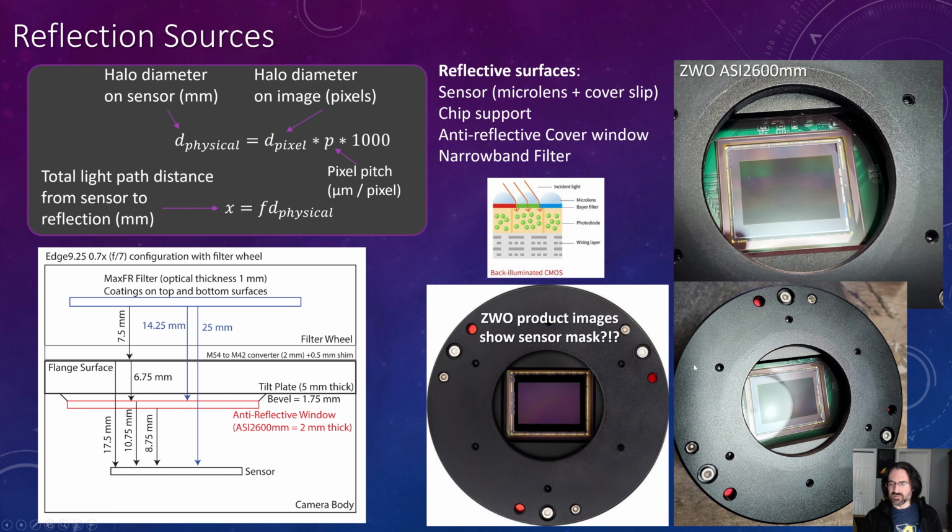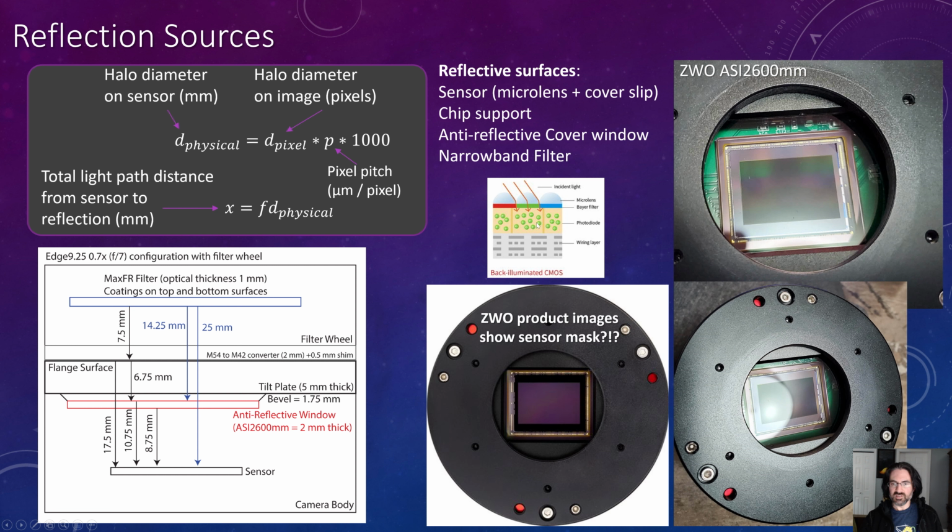I also found it interesting, as I compared the product literature on some of the various websites, that the product images actually include a mask over the circuit board and window for the sensor that doesn't seem to be included in the product that they sell. So as we look at the details here, there's actually several layers to be concerned with.